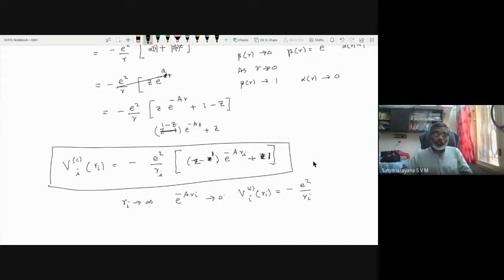Now as Ri goes to 0, then e to the minus ARi goes to 1. Then you will have this Z minus 1 plus 1, so plus 1 minus 1 will cancel. Then you have this Vc of Ri is equal to minus Ze square by R. So this is one function. I'm just interpolating this one, just to say how we try to figure out some function if you don't know.